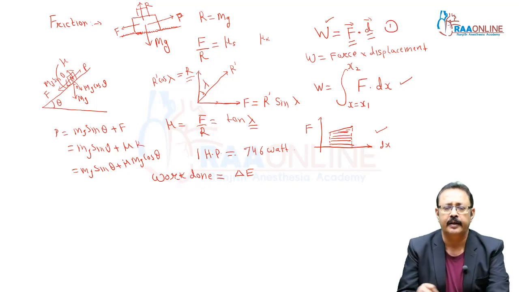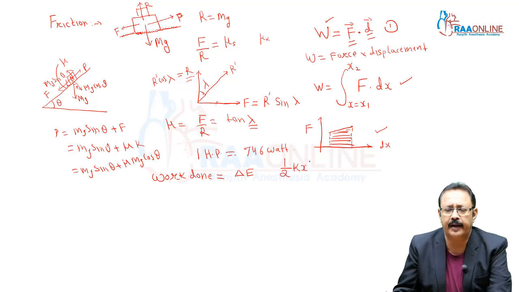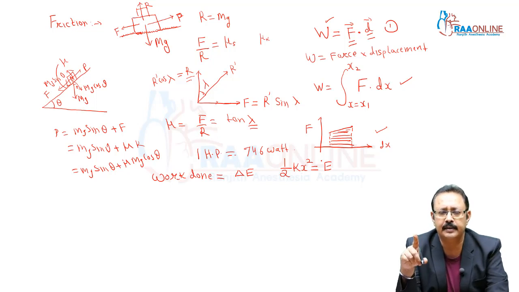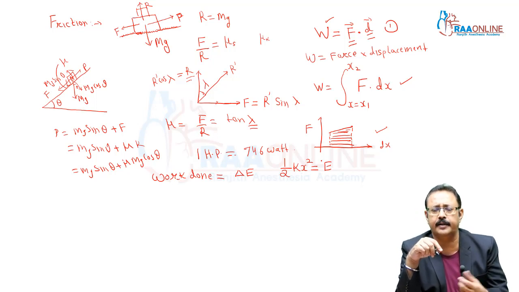Getting my point? If you have one spring and you are stretching the spring, the energy stored in the spring you can calculate by the formula half kx squared. It is stored in the spring in the form of potential energy.